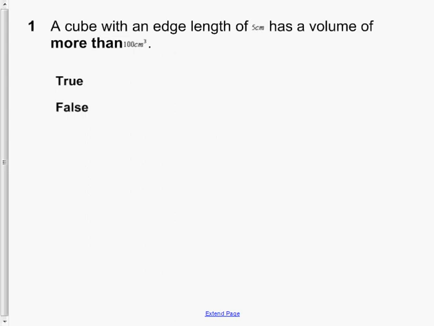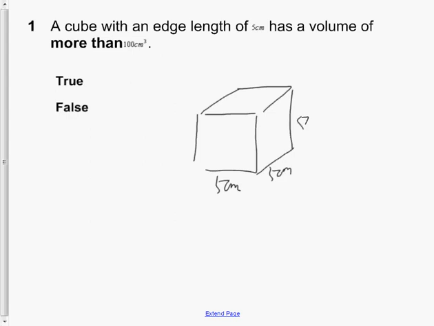This is a cube with an edge length of 5 centimeters. So the first thing I would likely do is actually draw that cube and put the edge length of 5 centimeters. And if it's a cube, I know that all the edges are 5 centimeters. And it would have a volume of more than 100 centimeters.